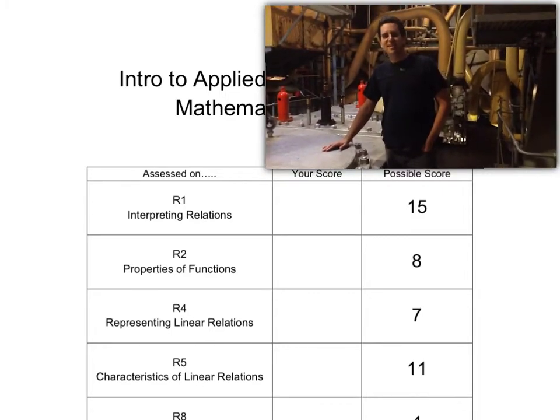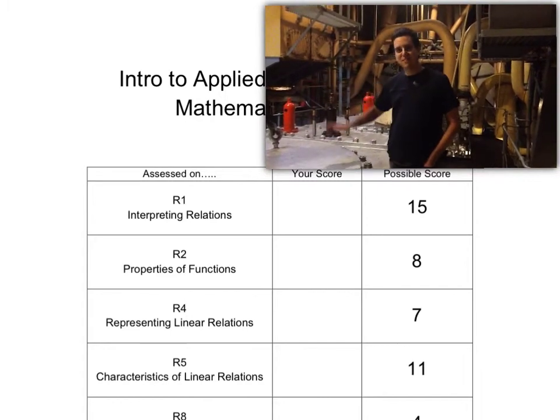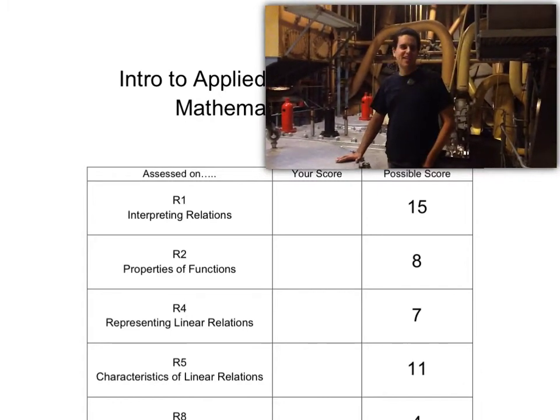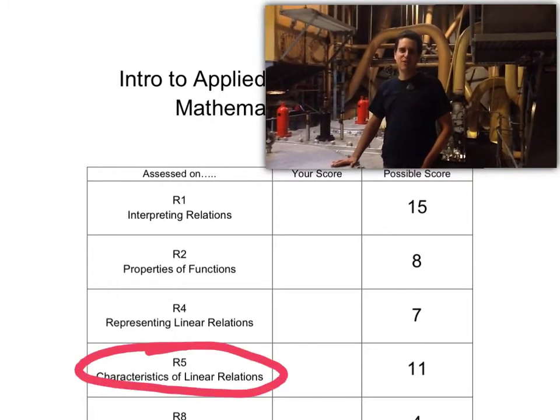Hi everyone, I'm in the engine room of the USS Jerome here in San Francisco. We're just across the bay from Alcatraz, and I thought this was an excellent opportunity to teach you about the characteristics of linear functions. Outcome R5.